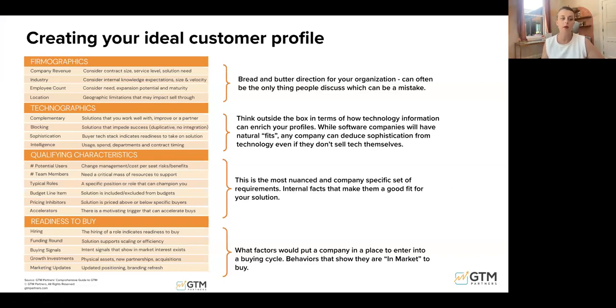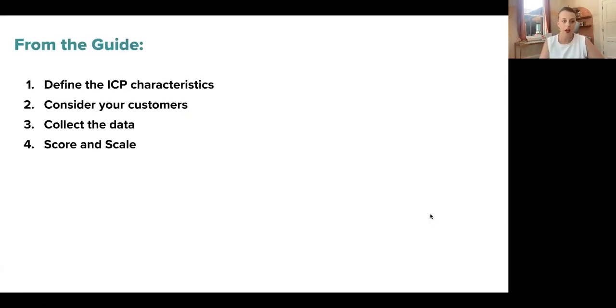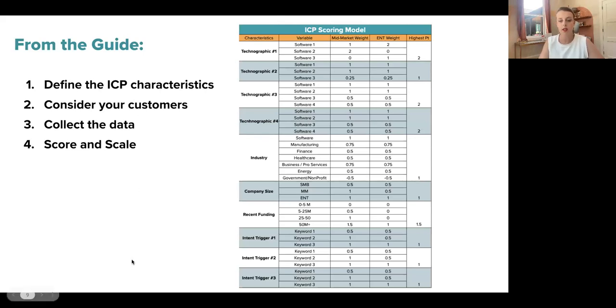And I want it to be a mixture of firmographic, technographic, qualifying, and then layer on top that readiness to buy aspect. And so when I'm operationalizing it, I think about defining the ICP characteristics. So let's get to that top 7, maybe 10, depending on how complex your business is. Consider your customers, collect the data, and score and scale. So this is an example of a sheet that we work through with our clients that allows them to break down the technographic elements that will benefit us.